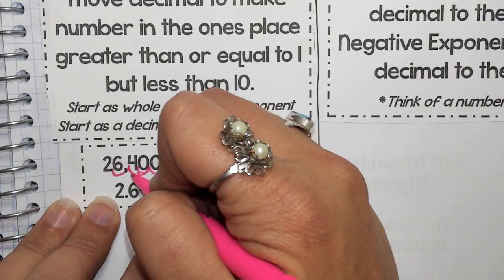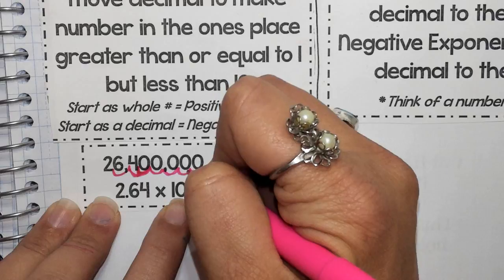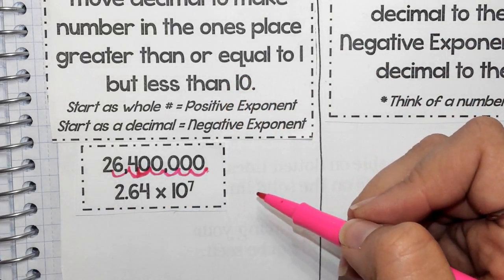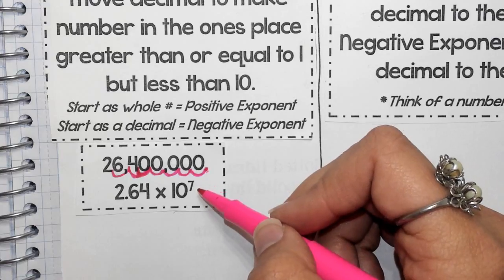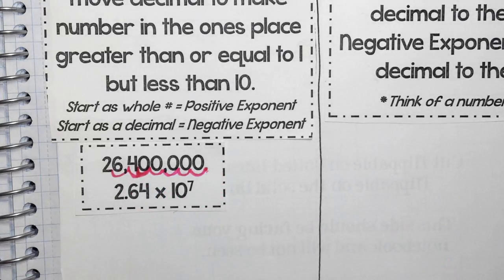Thank you, Bryn. Thank you, Reggie. Take a point. Yes, both of you take a point. No, to the 7th power. So does everybody see how we moved it 7 places and we got to the 7th power?